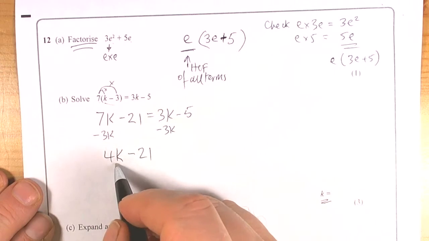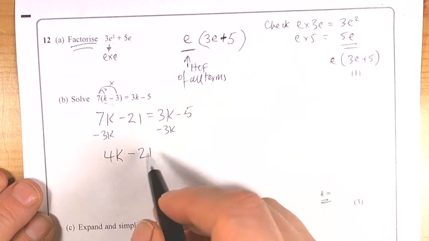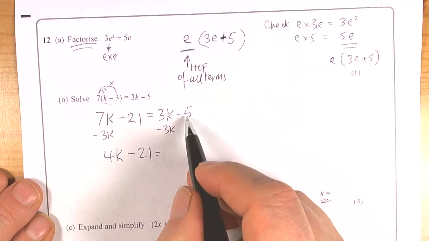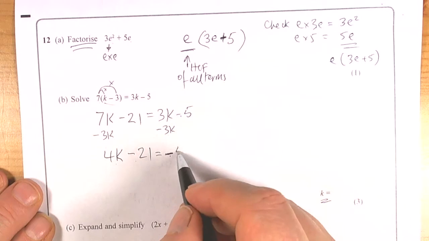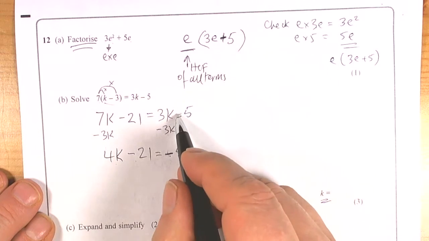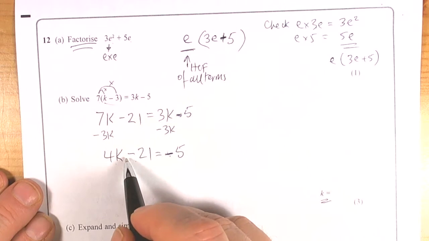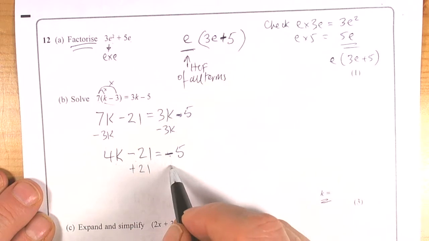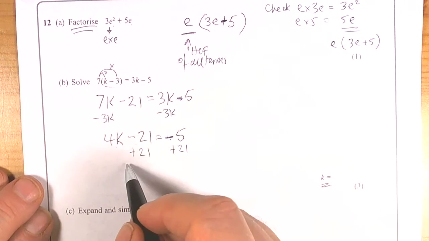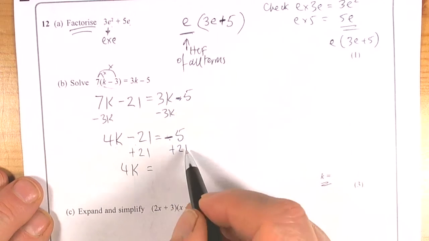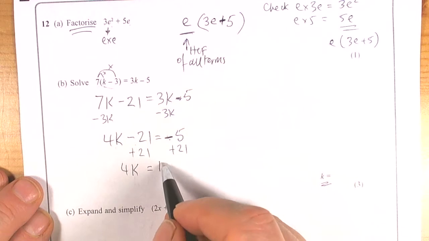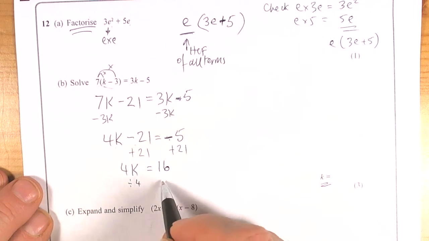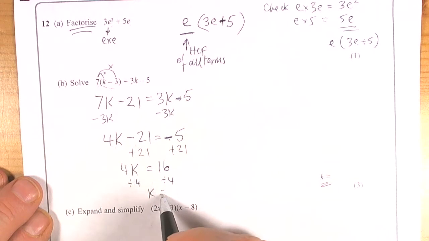So 7k take away 3k is 4k, done nothing to the take away 21 yet. 3k take away 3k is nothing, so that's why that's gone. And then we've still got the take away 5. Really important that we keep the take away sign. So we now need to get this over to the other side, so we're going to make this 0. So to do that we would add 21 to both sides, and that's going to give us 4k equals, well, negative 5 plus 21 is 16. And I want 1k, so we divide by 4 both sides, and so k will equal 4.